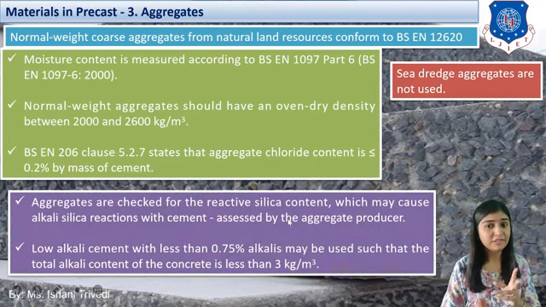Aggregates are also checked for the reactive silica content, which I already told you about in the alkali silica reaction. So silica content should be checked, which may cause unrequired expansion. Further, low alkali content should be followed, that is 0.75%, and the total alkali content of the concrete should be less than 3 kg per meter cube. This is the total quantity which we are talking about. So the chlorides and alkalis have to be taken care of when you are talking about the aggregates.